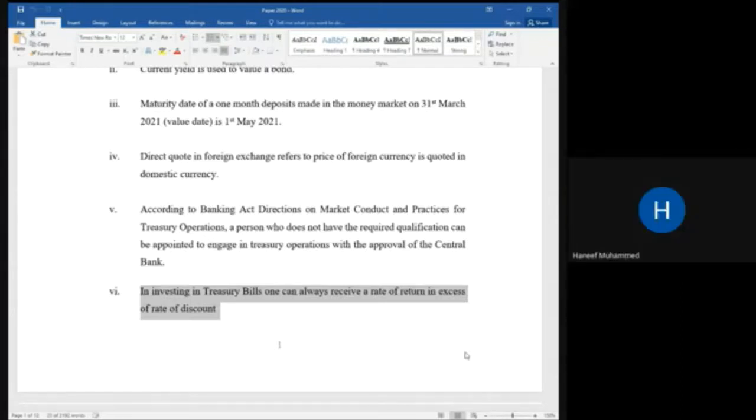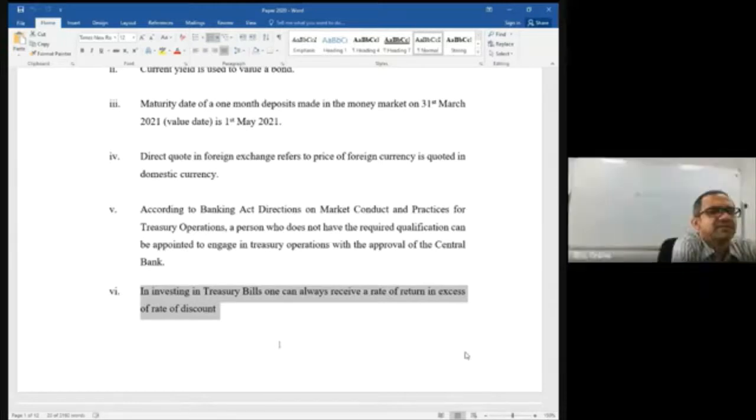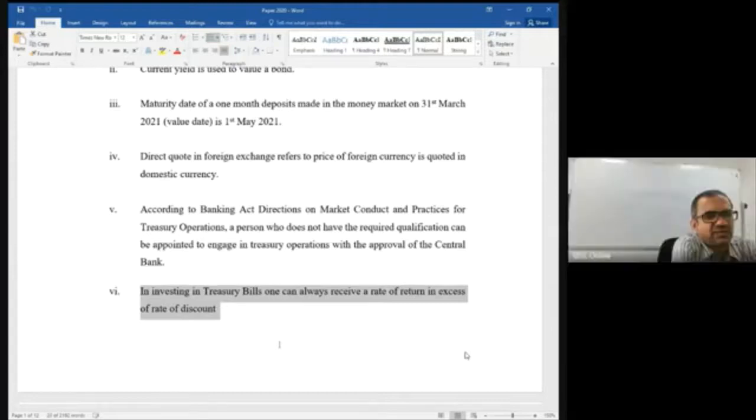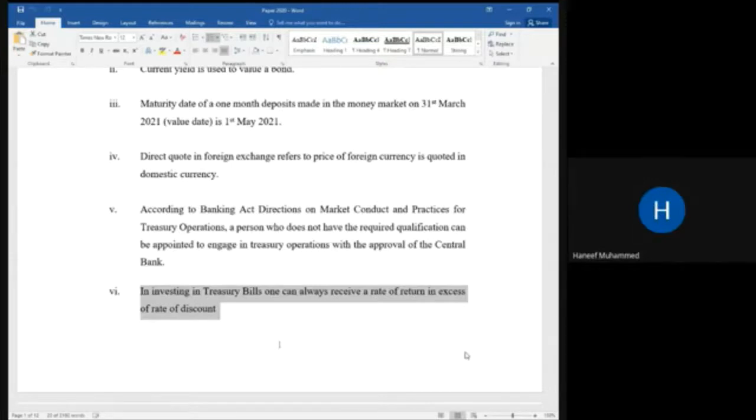Rate of return and rate of discount, they are talking about two things. In investing in treasury bills, one can always receive a rate of return in excess of rate of discount. True or false? In treasury bills, these two are the same, no? Okay, then is it correct? True, or false? False. Correct. False.